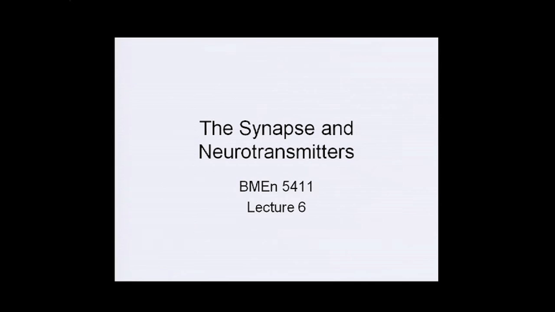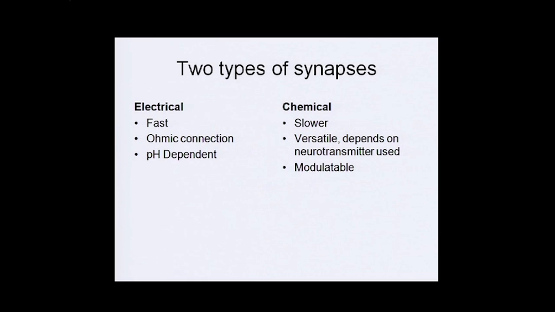Today I'm going to be covering the synapse and neurotransmitters. So there are two types of synapses between neurons, electrical synapses and chemical synapses. Electrical synapses are faster, have faster reactions, are pH dependent, and have an ohmic connection. Chemical synapses are slower, but they're more versatile. Depending on what type of neurotransmitter is being released, you can have a different response. And they're also more modulatable than an electrical.